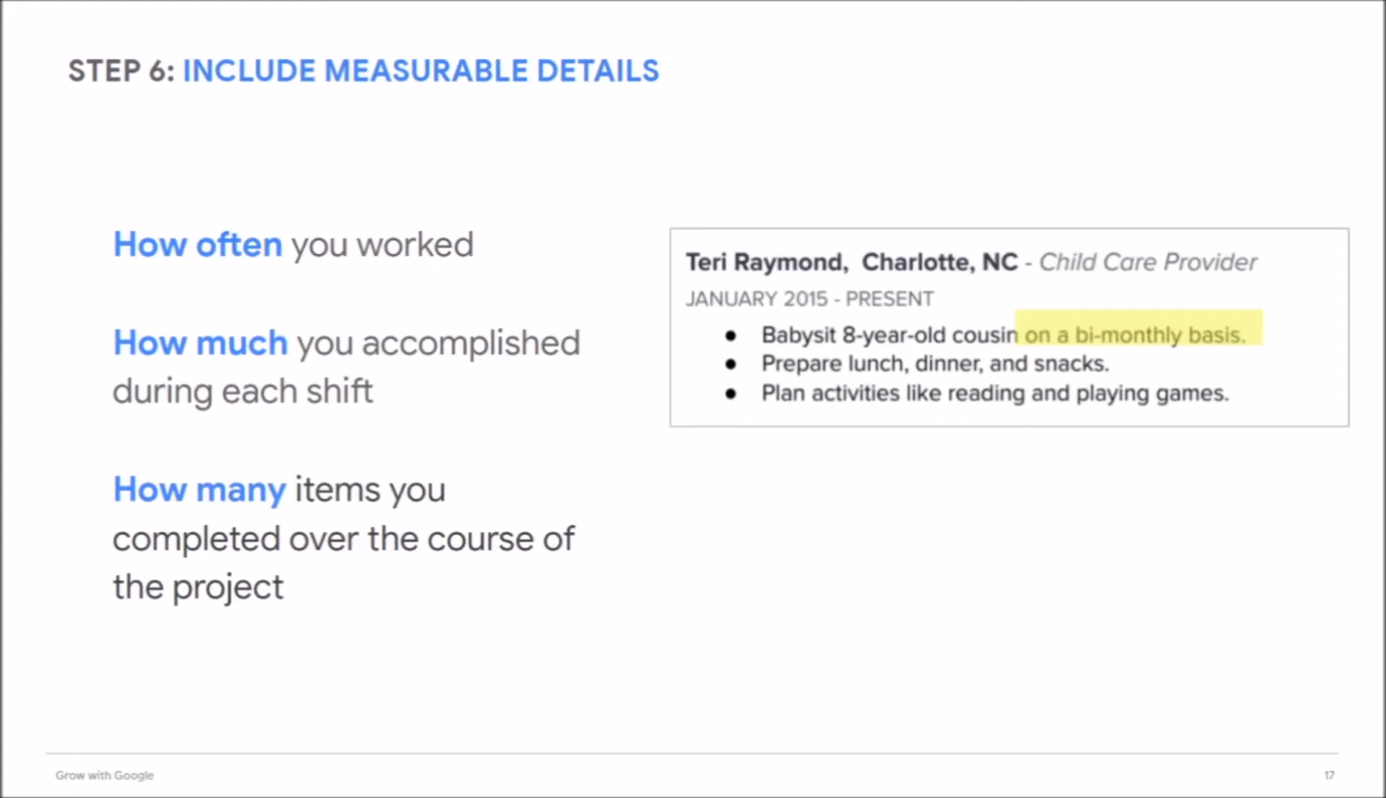Now, include measurable details about your experience, like how often you have worked, how much you accomplished during each shift, or how many items you completed during the course of the project. Spend 2 to 3 minutes adding details like these to each of your job descriptions. Employers will use these descriptions to understand your experiences.